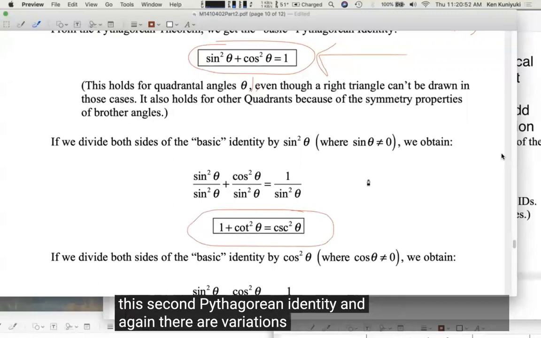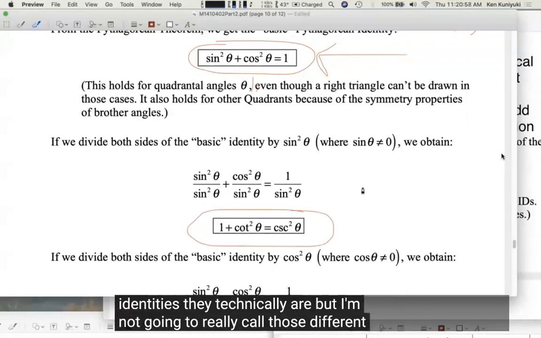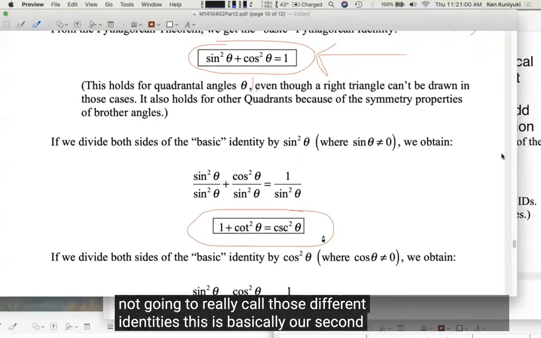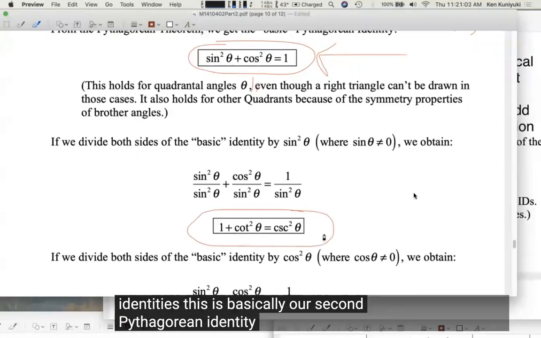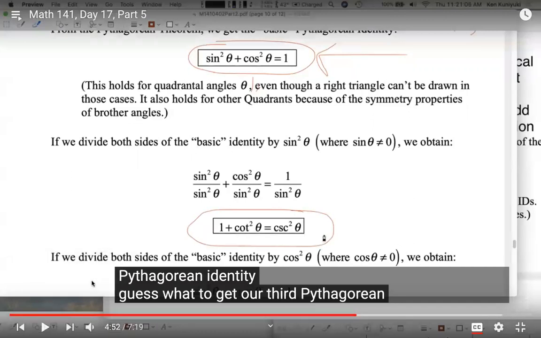Again, there are variations, which technically are different, but I'm not going to really call those different identities. This is basically our second Pythagorean identity. By the way, before I forget, this is the one advantage where the reciprocal of sine of theta is cosecant of theta, because notice the co's go together, right? That's a nice thing to remember. The co's go together in this identity.